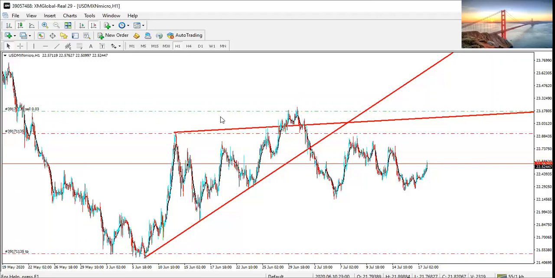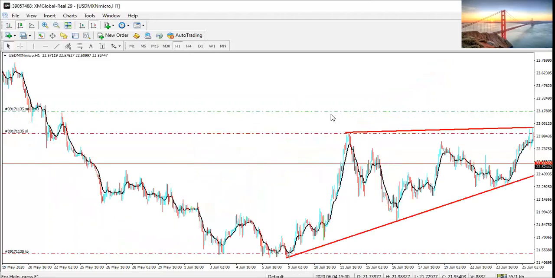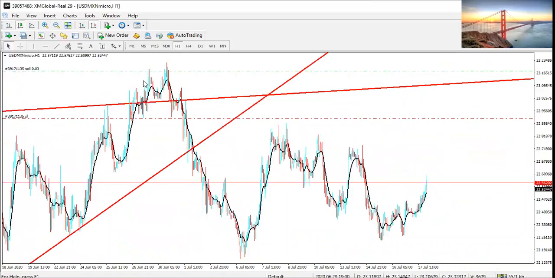I prefer to wait for the breach. So this was the first touch, second touch. Sometimes it will touch this resistance area of the rising wedge and then just start to go down. But sometimes it won't. It continues to breach. So what you do is you wait for divergence.